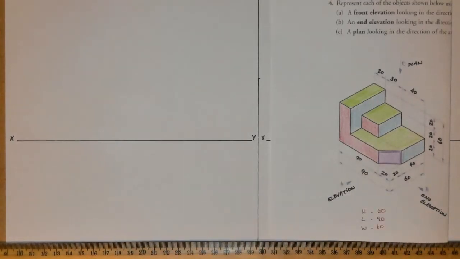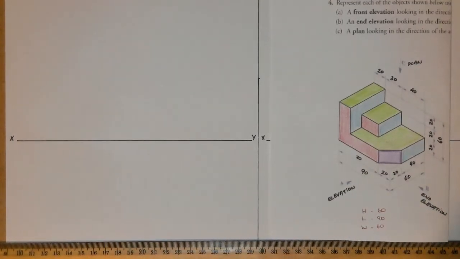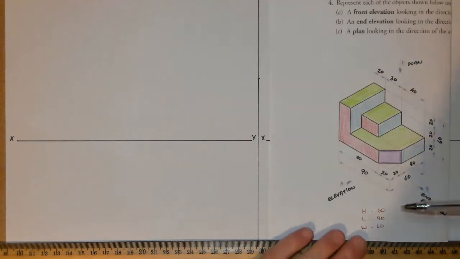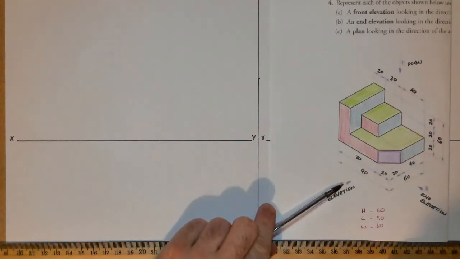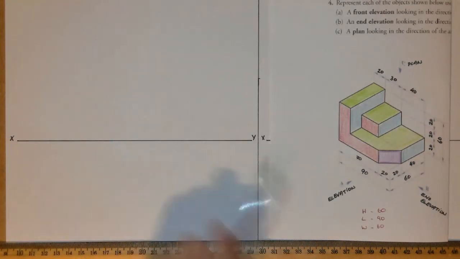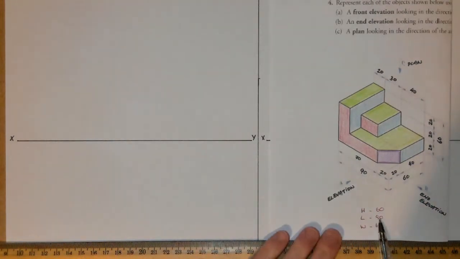So starting off, with orthographic you always have to set up the boxes that your views are going to sit inside. As time goes on you get better at this and won't really have to set up the boxes, but it's good practice when you're starting out this topic. So starting off with the elevation, arrow A is pointing to the right, so we need to make a box on the right hand side of our XY line that is 90 millimeters long, the overall length, by 60 millimeters height.